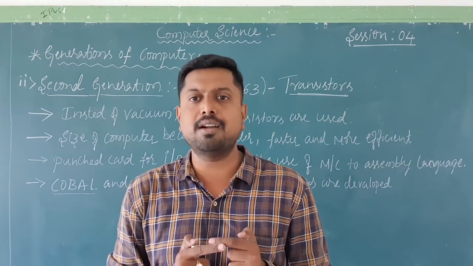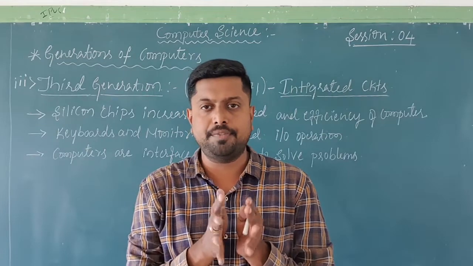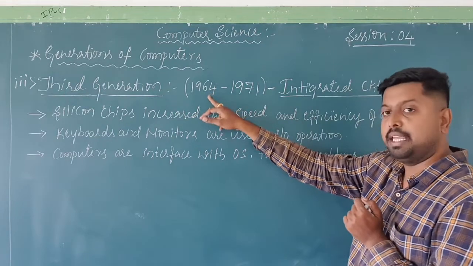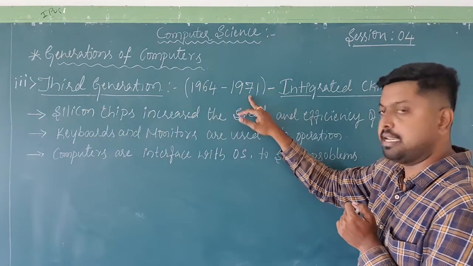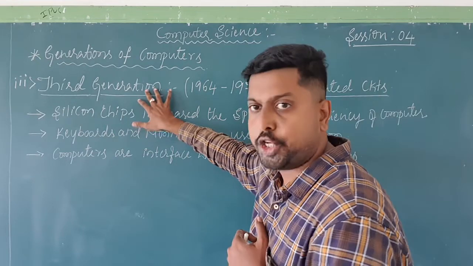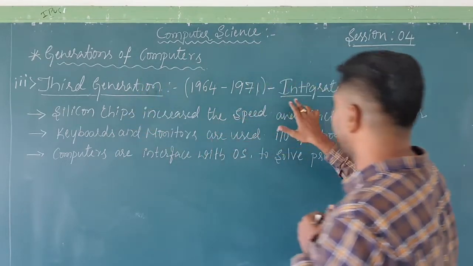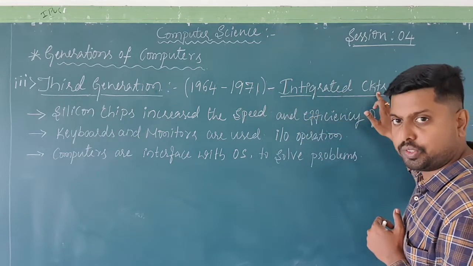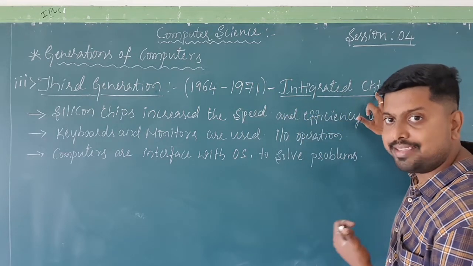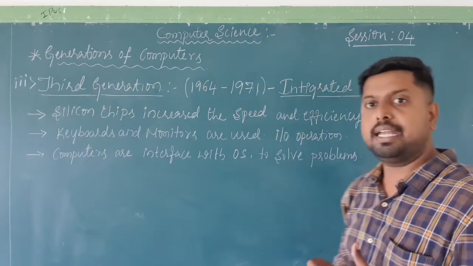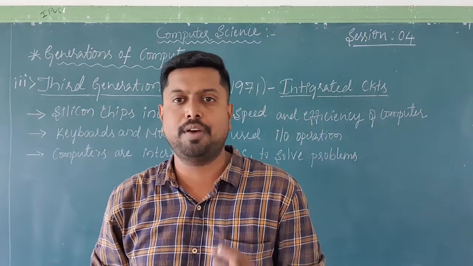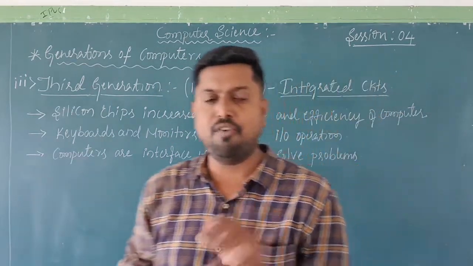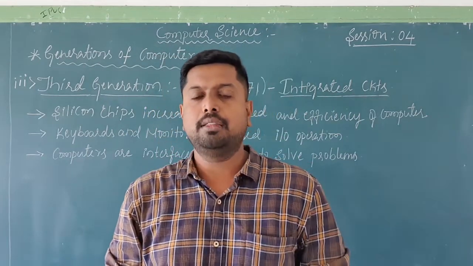Now let us move to the third generation of the computer. The third generation computers evolved in the years 1964 to 1971. Which is the third generation device? That is the integrated circuit, also called the IC. Integrated circuits are the devices introduced in the third generation during the years 1964 to 1971. Then what are the properties of third generation devices?